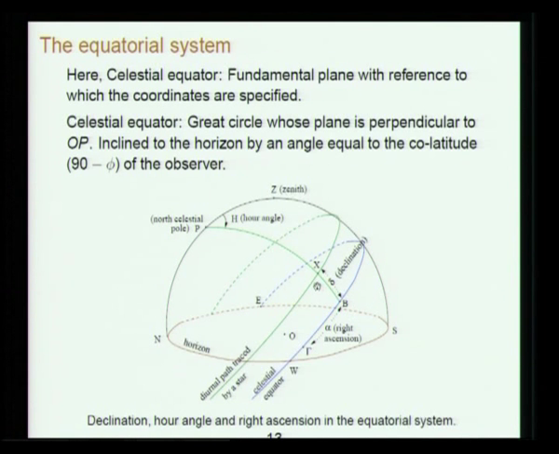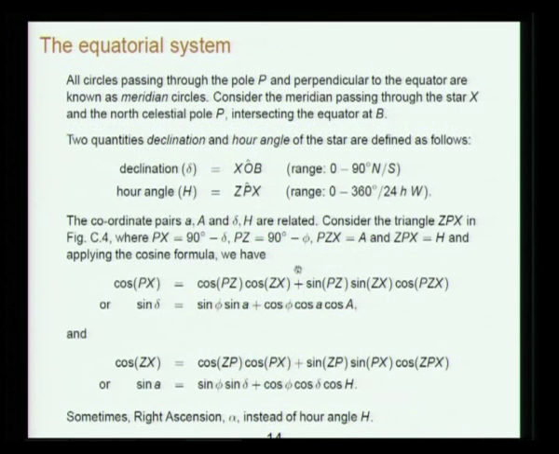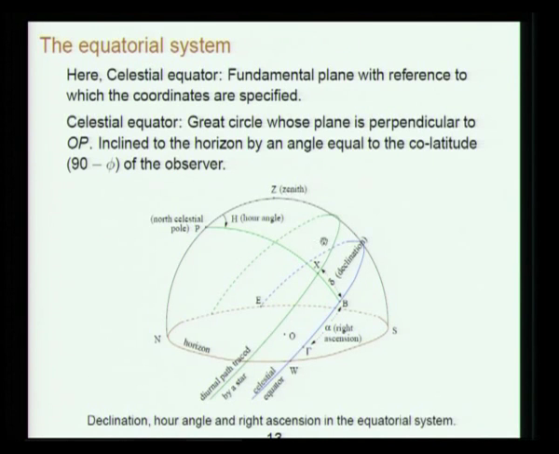Then from P you drop a perpendicular arc to this. Suppose your object is here; the distance between this object and the equator in angular measure is called declination. And how much it has moved from the prime meridian, how much angle it has moved from here, that is called the hour angle.